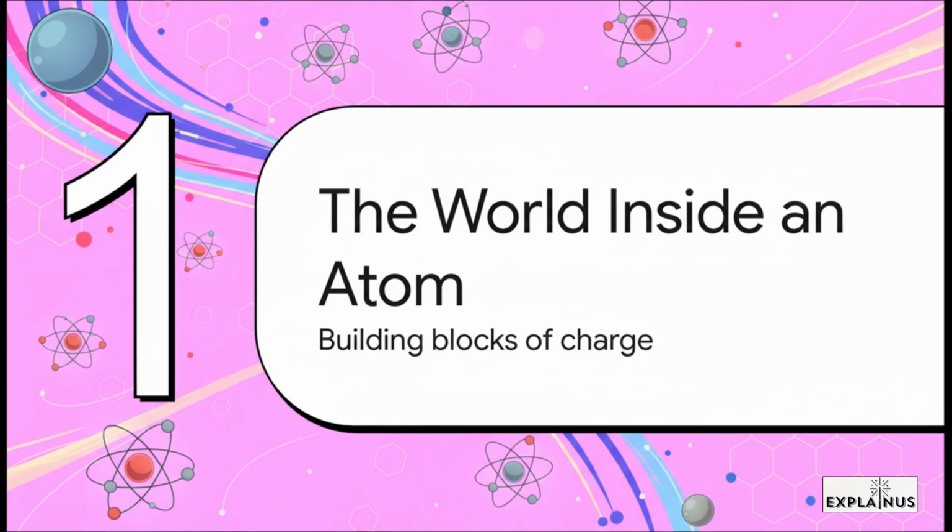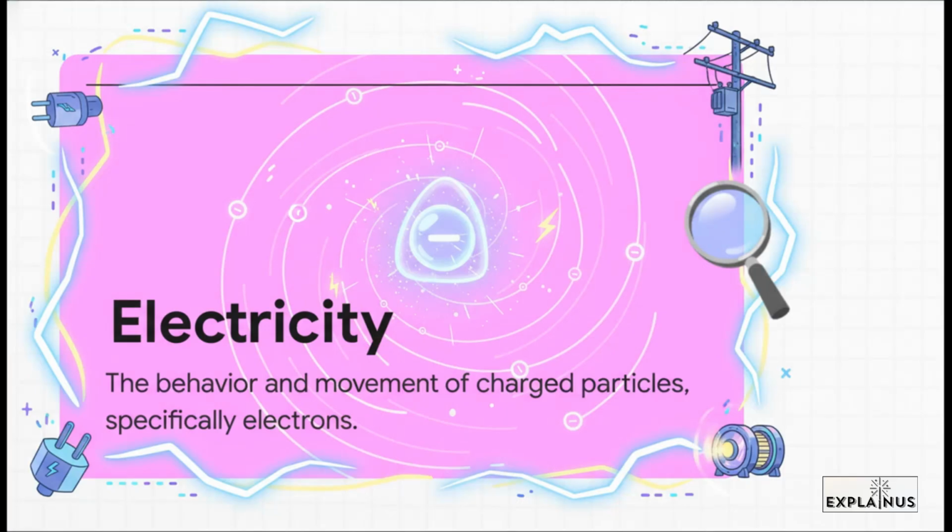To get what electricity is, we have to shrink ourselves down and take a trip into the wild world inside an atom. You see, at its core, electricity isn't some kind of magic. It's actually pretty simple. It's just the movement of charged particles. And specifically, it's the flow of one tiny particle that changes absolutely everything, the electron.